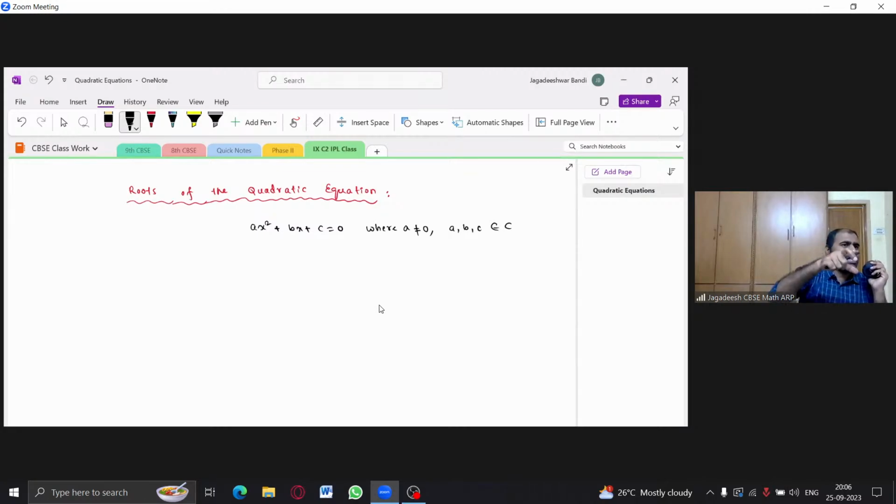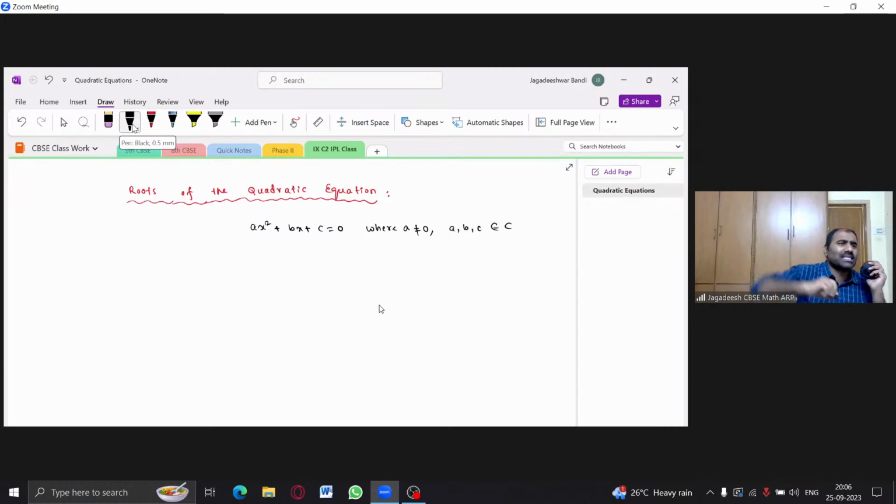For what values of x does it satisfy? You can ask me once again, what do you mean by satisfying? Satisfying means if you substitute a particular x value and you get 0, because on the right hand side we have equal to 0, then that x value is satisfying the equation. Hope you understood satisfying.